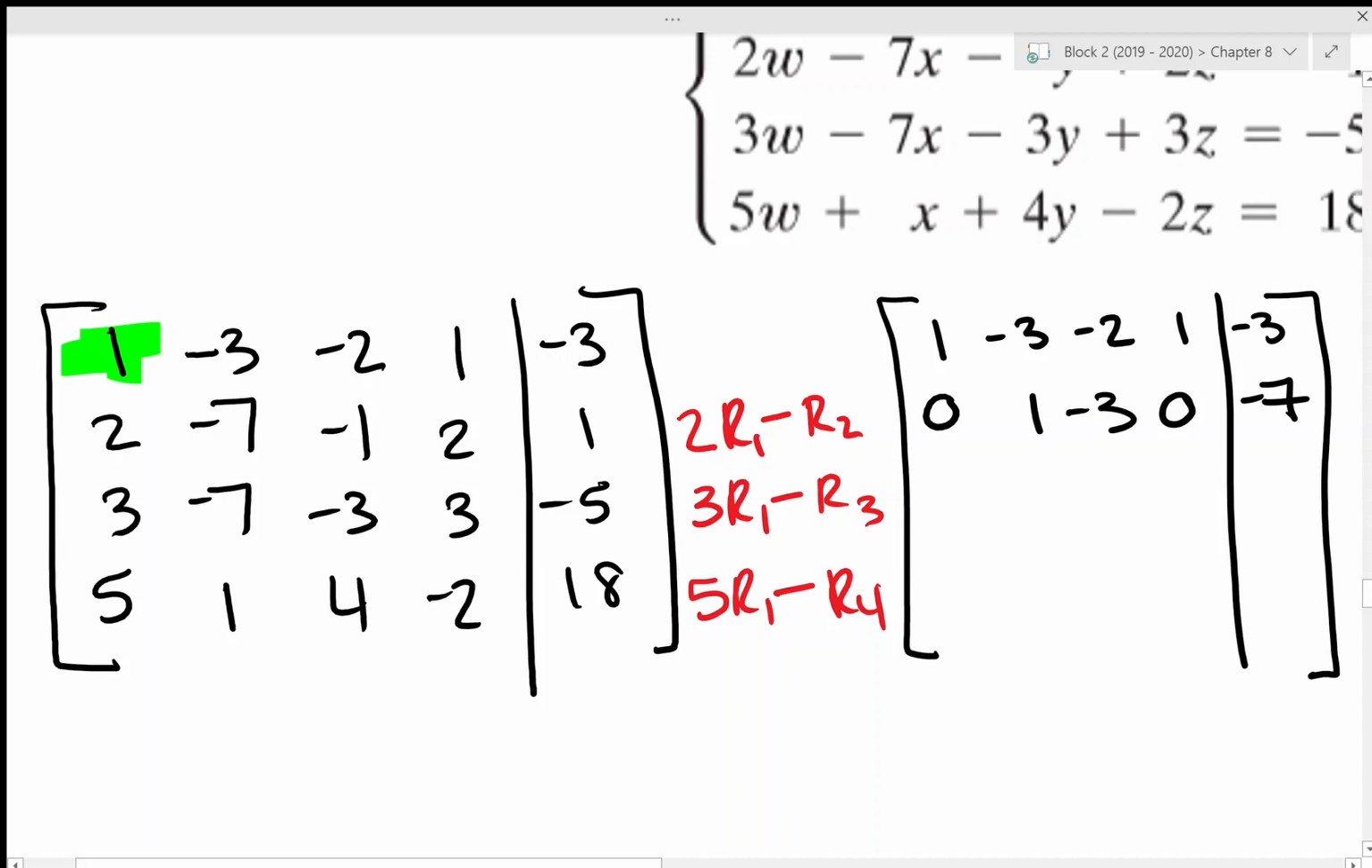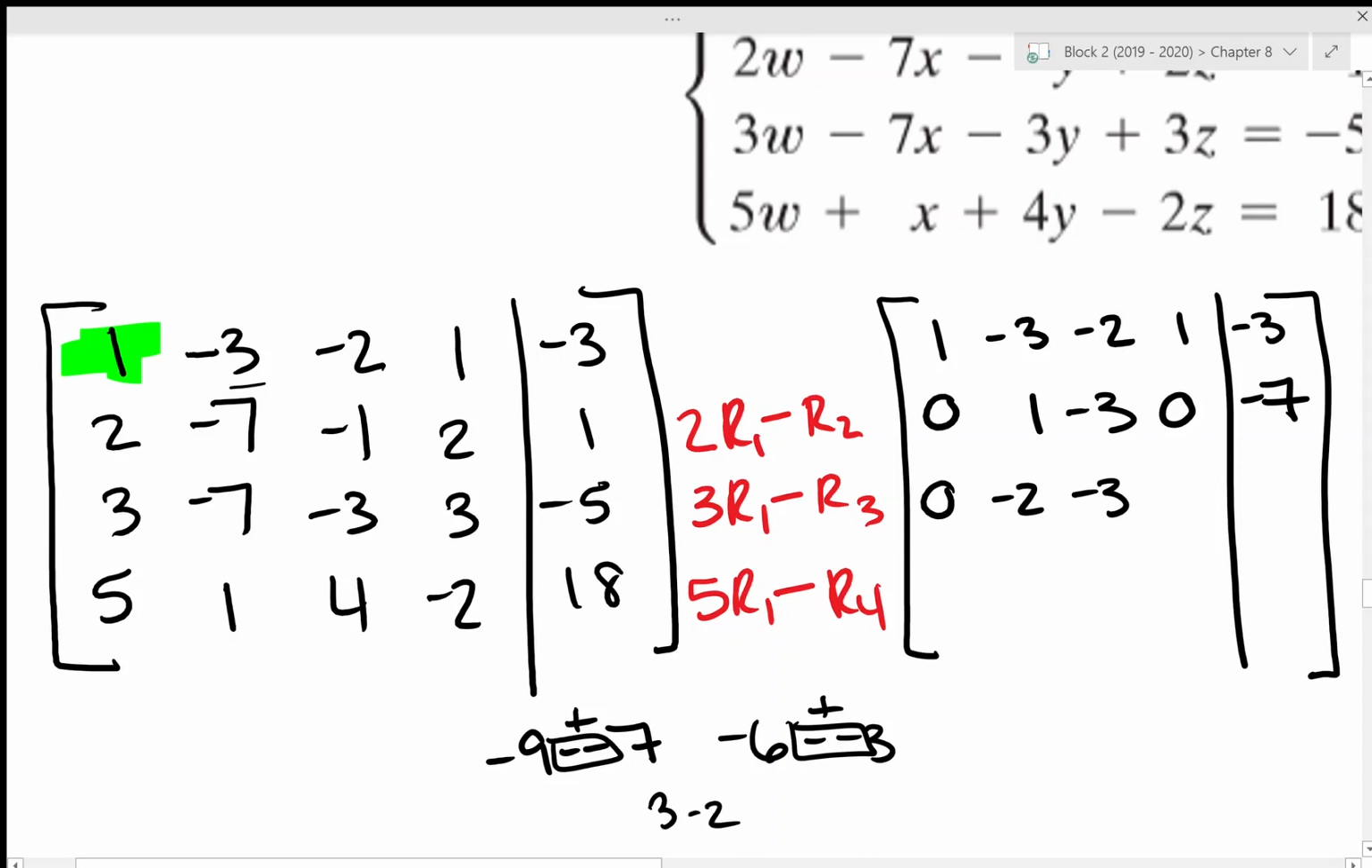Now, 3 times 1 is 3, minus 3 is 0. 3 times -3 is -9, minus -7, so plus 7, I get -2. -2 times 3 is -6, minus -3, so plus 3, I get -3. 3 times 1 is 3, minus 2 is 1.